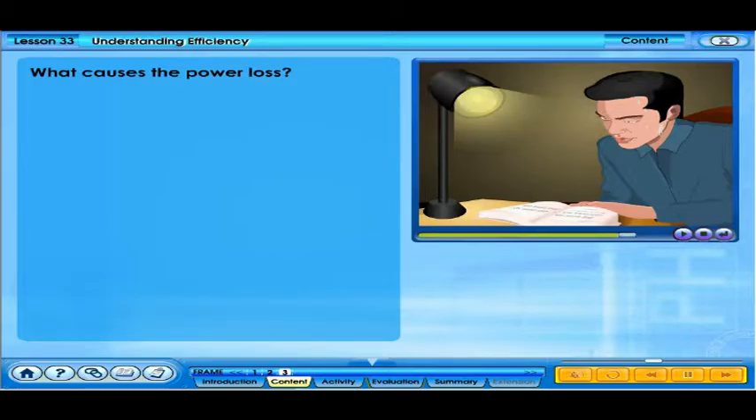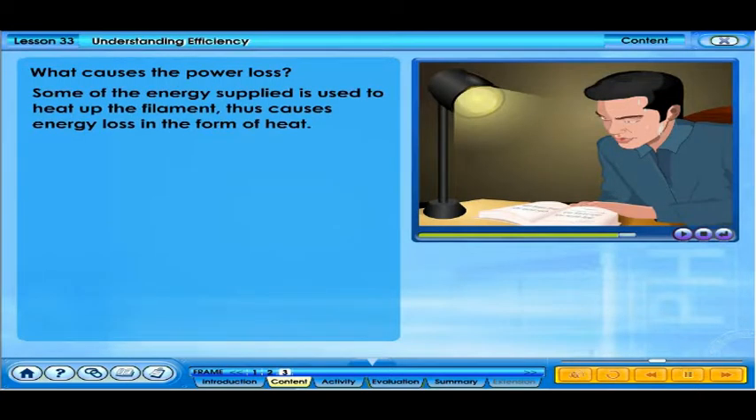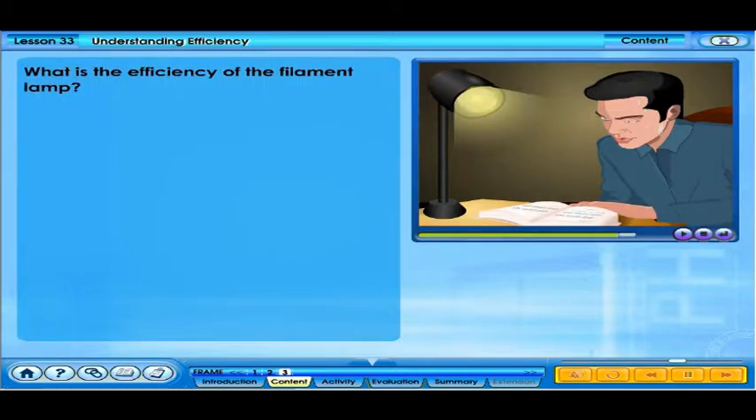What causes the power lost? Some of the energy supplied is used to heat up the filament, which causes energy lost in the form of heat. What is the efficiency of the filament lamp?